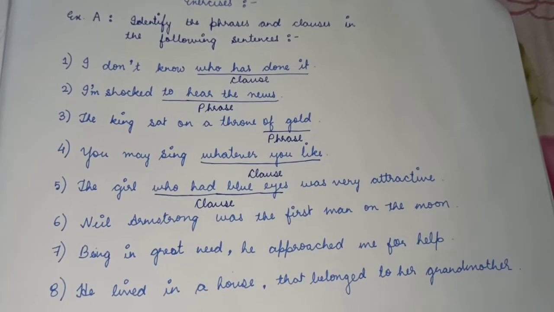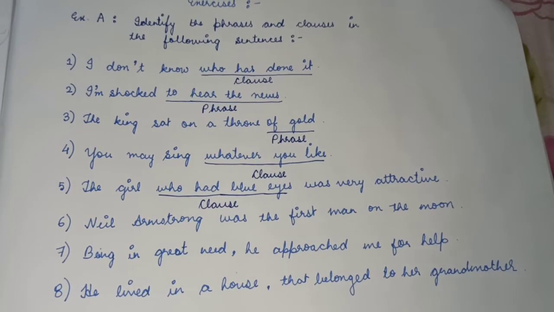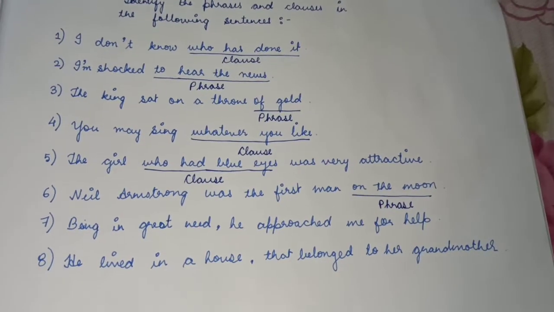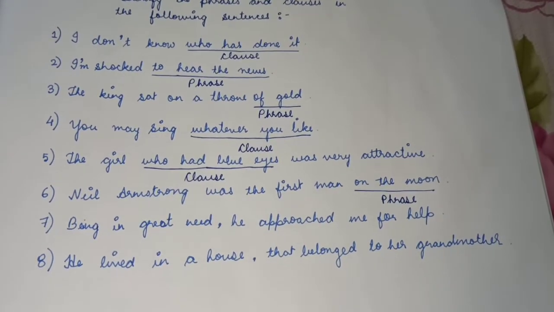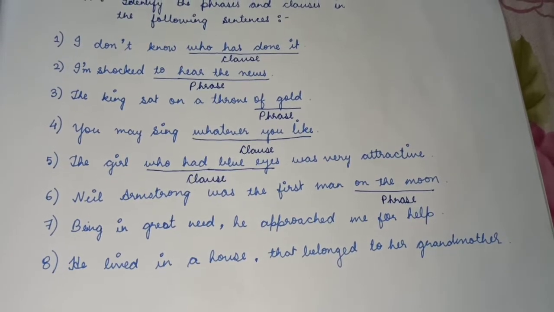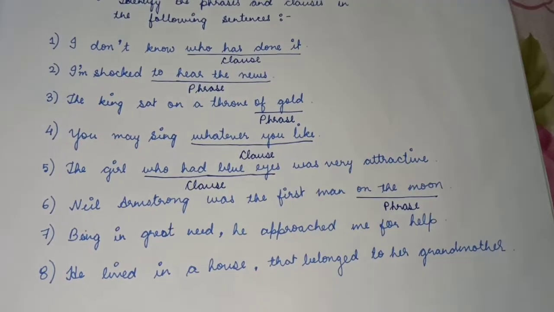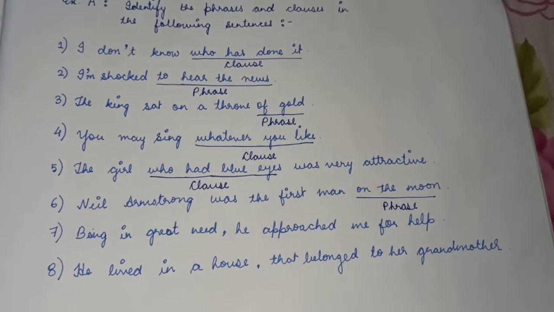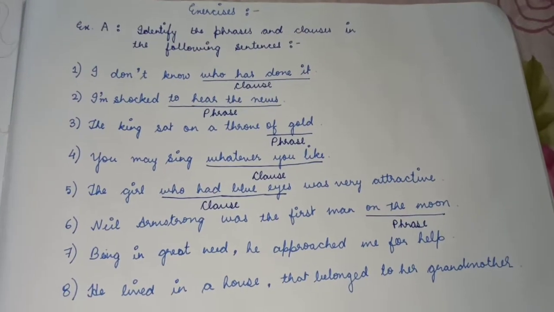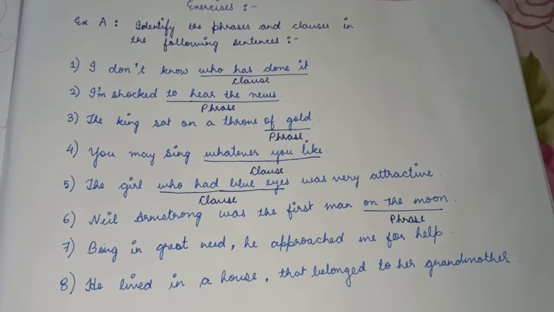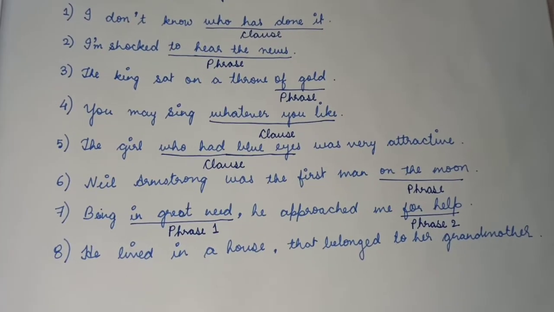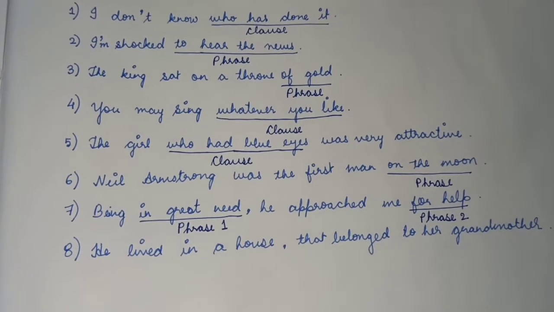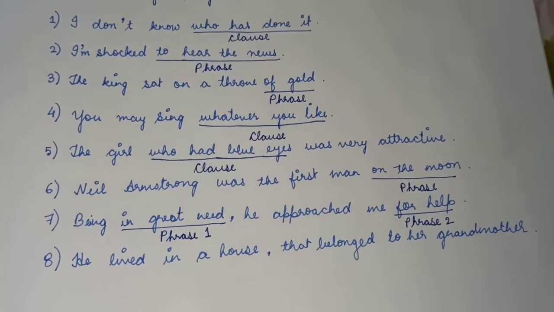Number 6 is, Neil Armstrong was the first man on the moon. Here we have a phrase, on the moon. It is easy to identify it because this part does not make any sense on its own. Next one is, being in great need, he approached me for help. In this sentence, we have two phrases. The first one is in great need and the second one is for help. They are phrases because these parts do not convey any meaning.